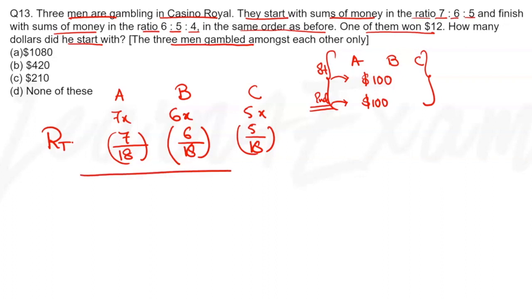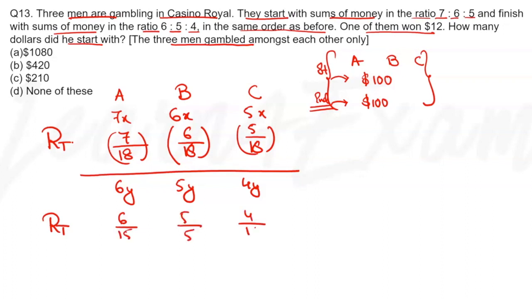And so this was at the start. What happened at the end? They had monies in the ratio of 6y, 5y, and 4y. So what is the ratio to total? Ratio of the amount carried by these people to the total amount, that would be equal to 6 by 15, 5 by 15, and 4 by 15.